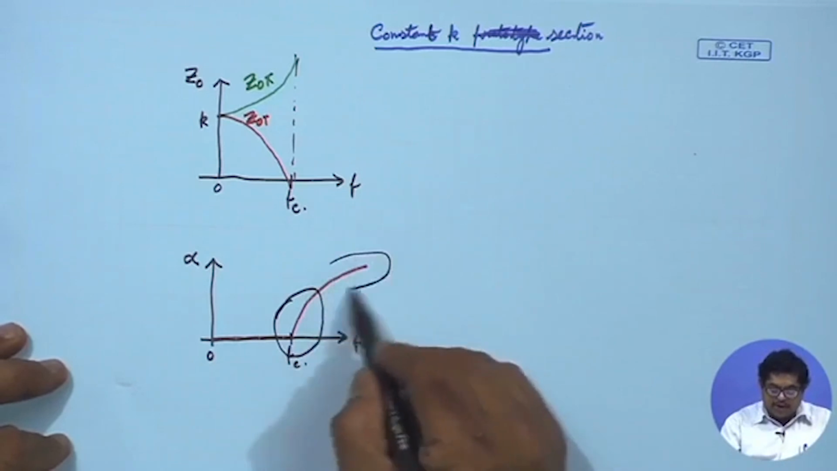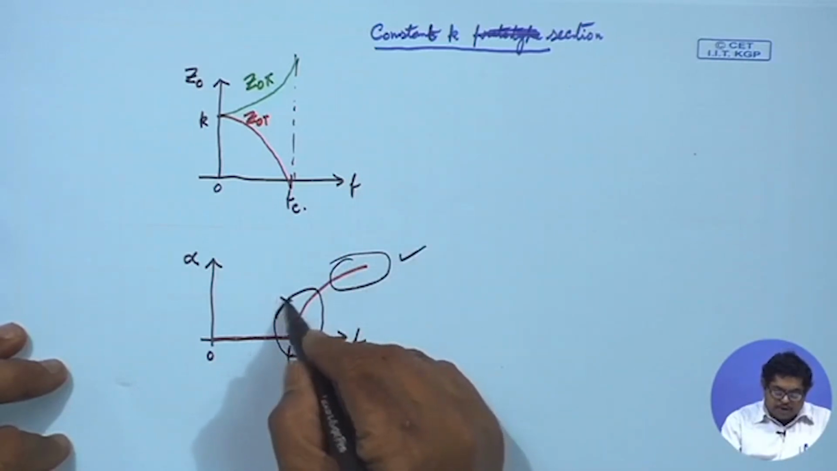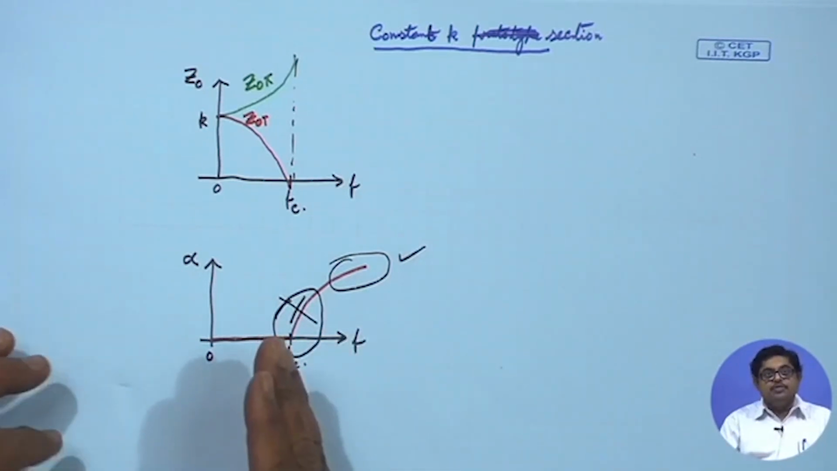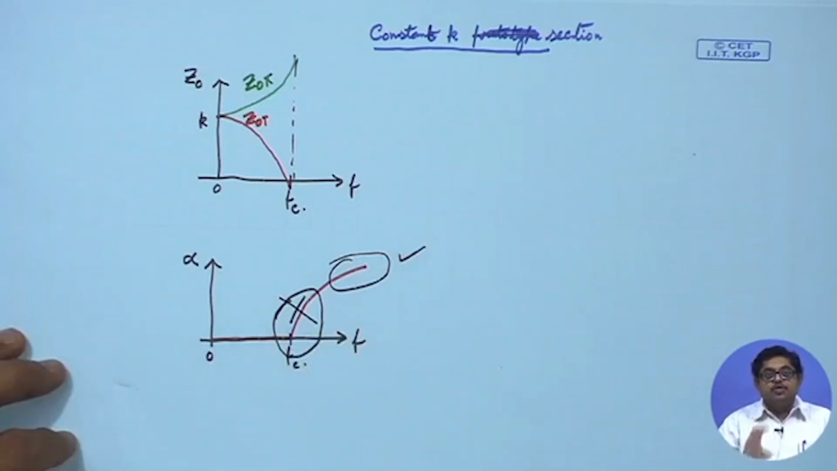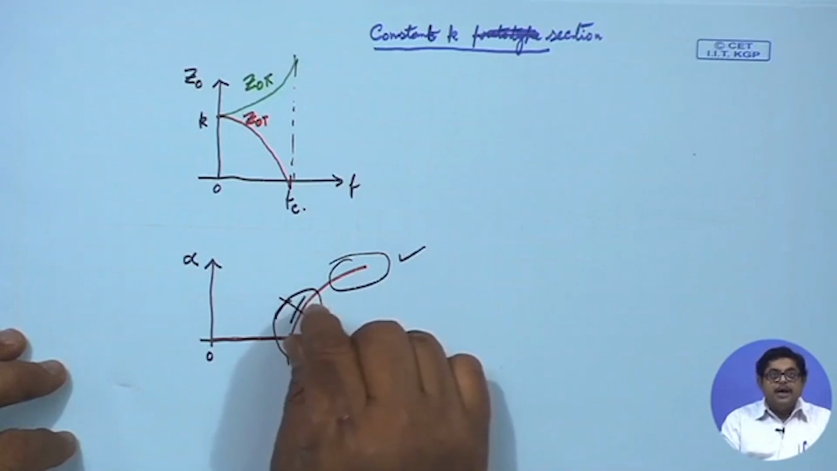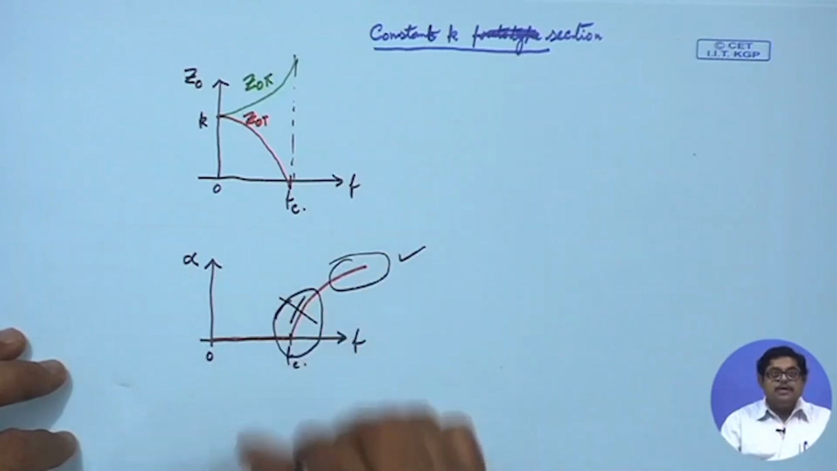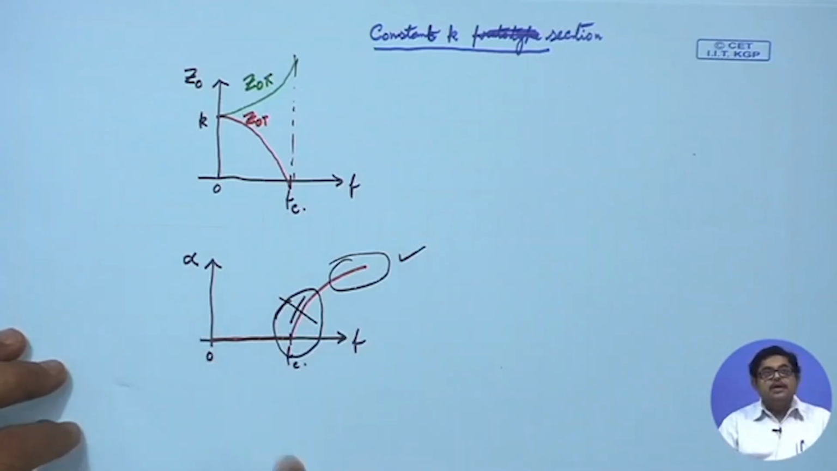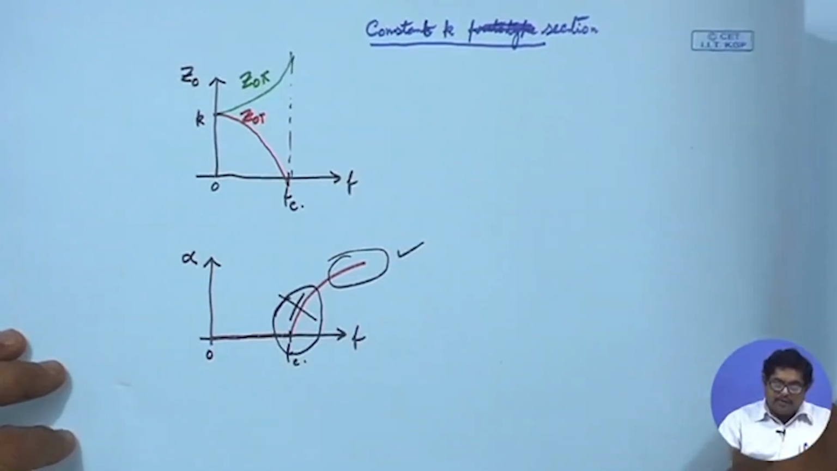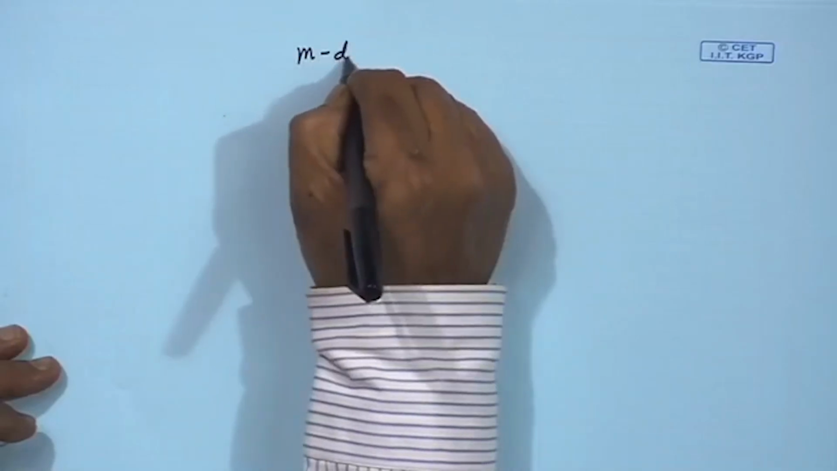In some applications this portion may not be acceptable, because we want a good amount of attenuation in the stop band, but near the stop band edge for this constant k section the attenuation is not much. That is another problem. So, these two problems motivated people to design a better filter section. That design is called the m-derived filter section.